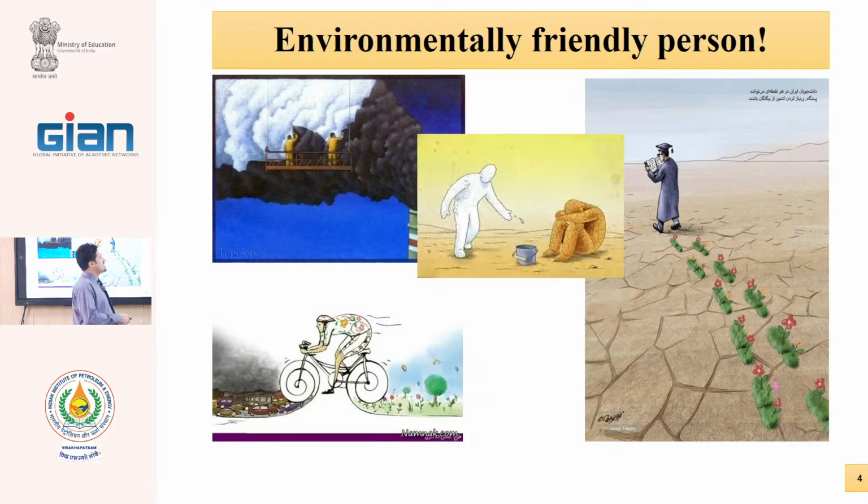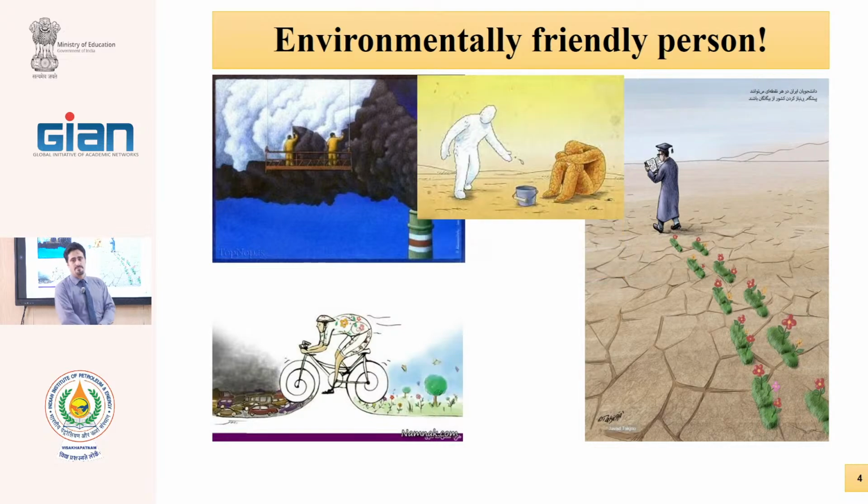Therefore, one of the techniques that can help in this environmental pollution removal is membrane, because membrane is a separation process, and with the use of suitable membrane processes, we can remove these pollutants from the environment.